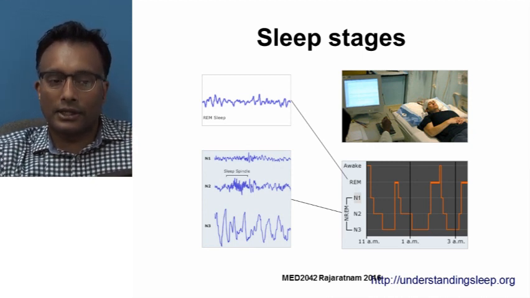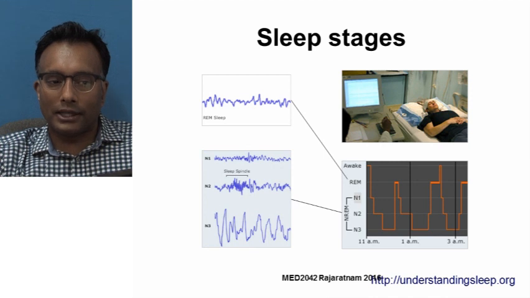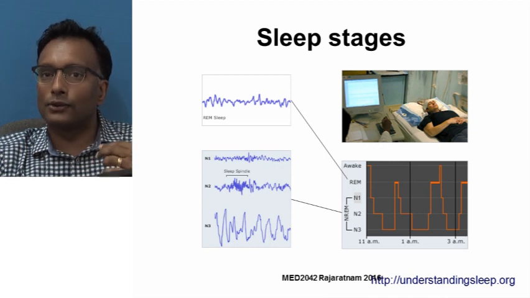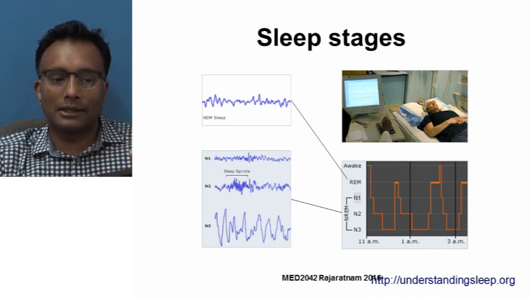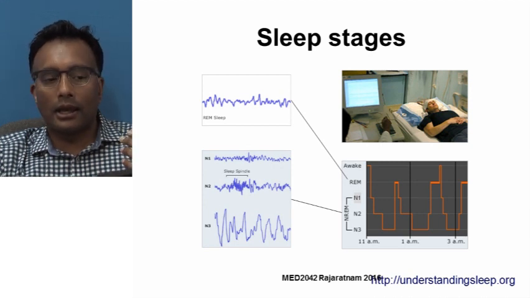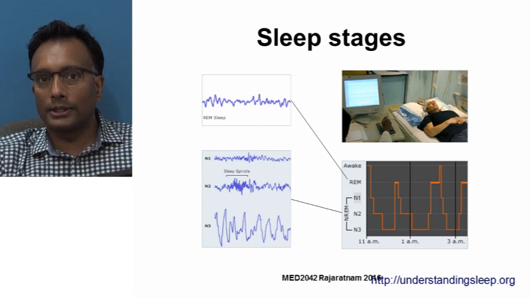Now, you can also see the marked differences in the EEG trace in REM sleep and then in non-REM sleep stages N1, N2 and N3. N3, of course, is the easiest to distinguish from the others because you can see these clear delta waves in the EEG activity. High amplitude, low frequency activity.